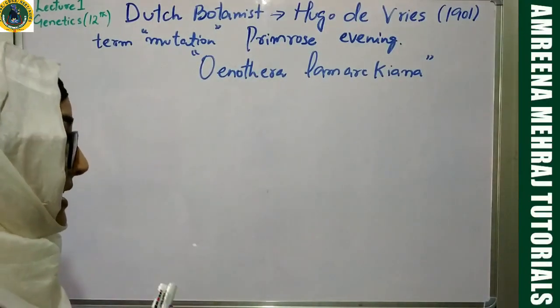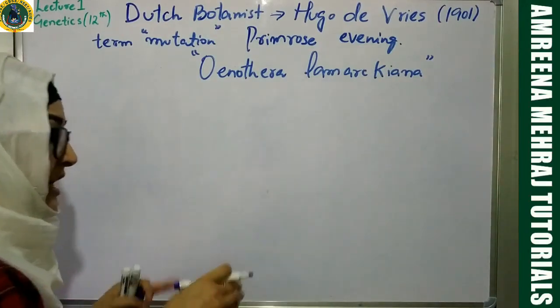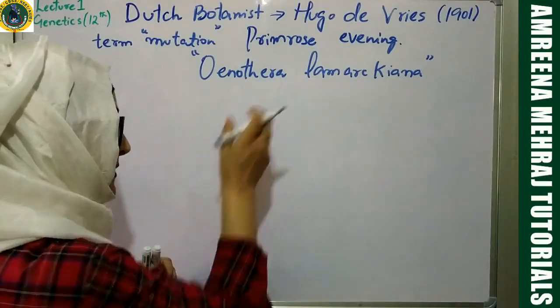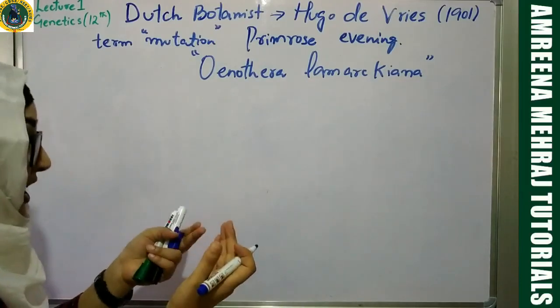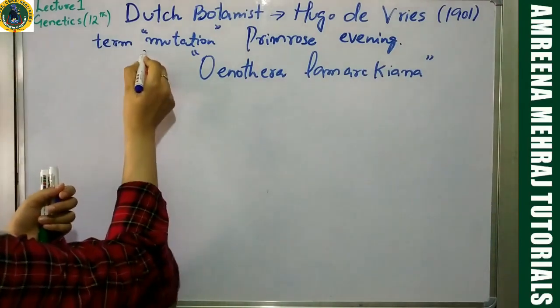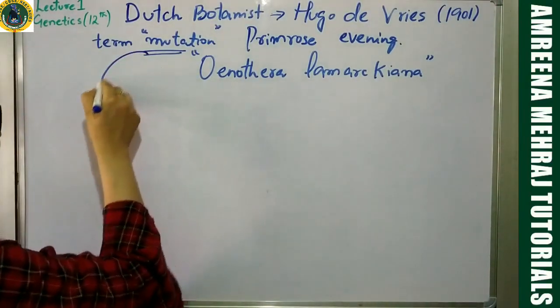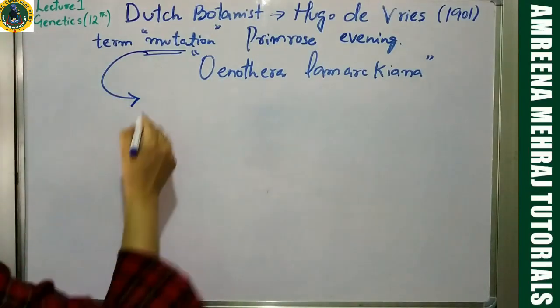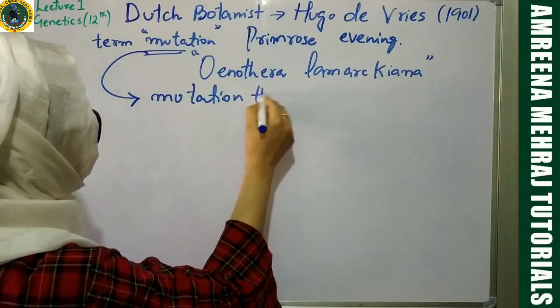Then he said that there could be some kind of change happening at the genomic level, at the genetic level, with this plant. That's why these variations are coming up. Then he gave a name to those kinds of changes. He introduced the term mutation for those changes. And he even used the same concept to devise a theory which is called mutation theory.